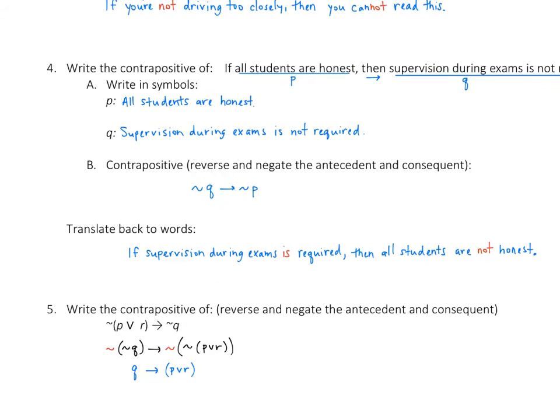Okay, so let's look at example number 5. Write the contrapositive, so remember, reverse and negate the antecedent and the consequent of this statement. So first we reverse and negate. This not Q goes in front, and I'm going to negate it. This not P or R goes second, and I negate that. So not Q becomes Q, and not P or R becomes P or R. So our final statement here is really Q implies P or R, and that's our final answer.